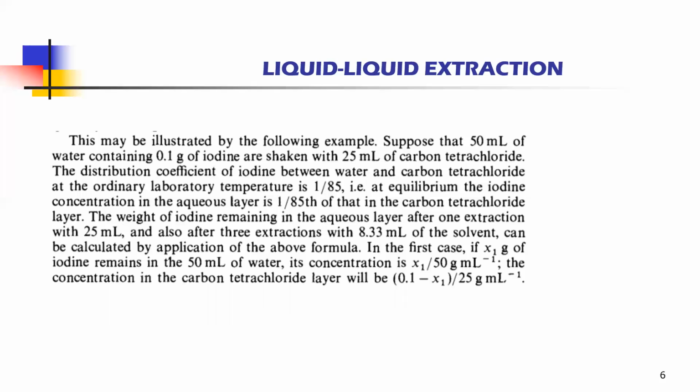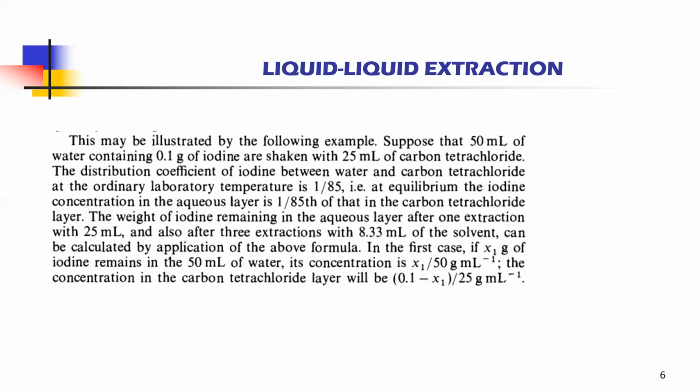So this may be illustrated by the following example. We'll take an example and see how we can go with this equation. Suppose that 50 ml of water containing 0.1 gram of iodine are shaken with 25 ml of carbon tetrachloride. We want to extract 0.1 gram of iodine from water into carbon tetrachloride. So capital V is the volume of the aqueous layer, 50 ml, and the initial weight of the iodine in water is 0.1 gram. The volume taken for the organic layer is 25 ml, so small v corresponds to 25 ml.